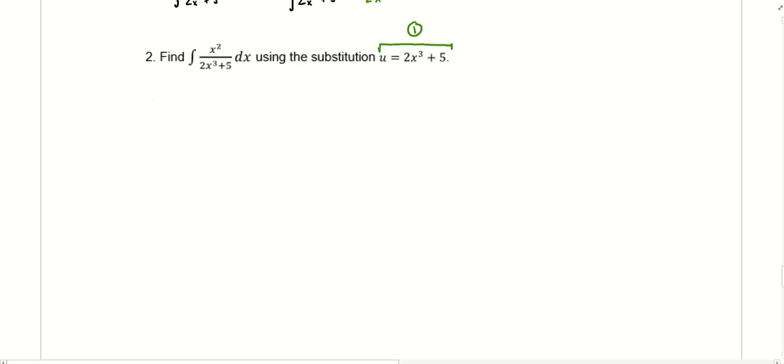So step 2, I'm going to differentiate with respect to x. If I differentiate u, using the power rule, that's going to be 6x squared plus the derivative of 5, which is just 0. So du dx here is just 6x squared.